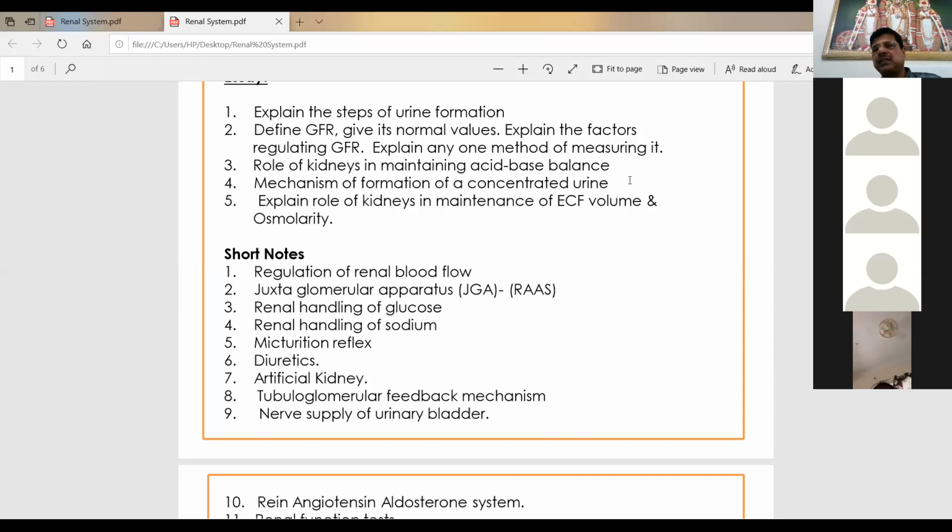Next, maintenance of ECF volume and osmolarity. Next function, already in front of your eyes, maintenance of acid base balance. Then any other function?